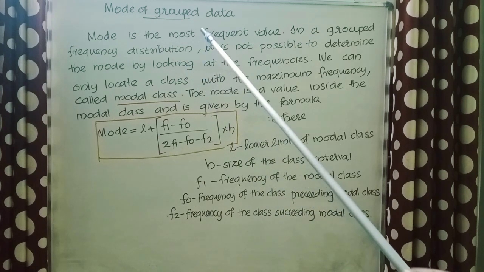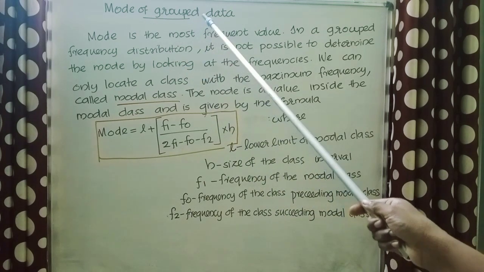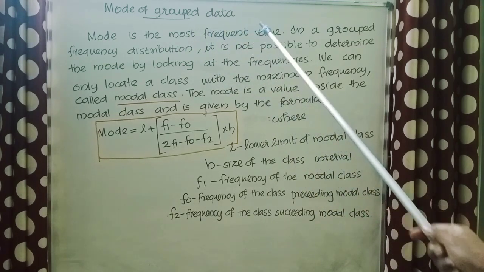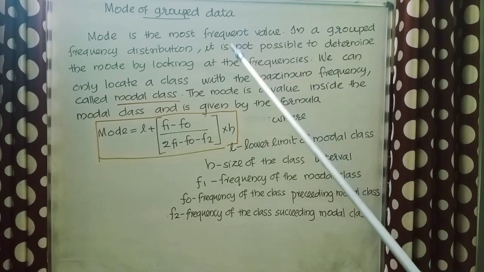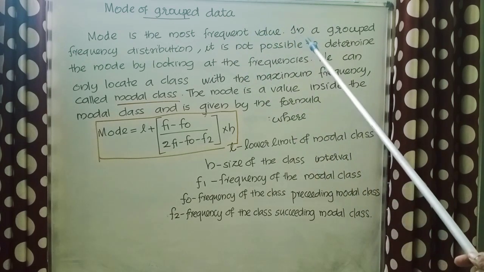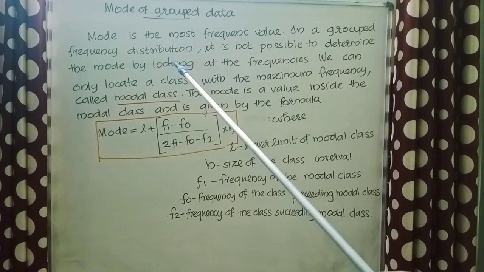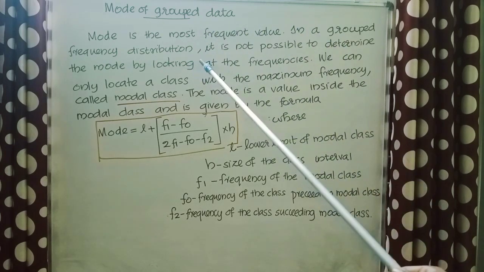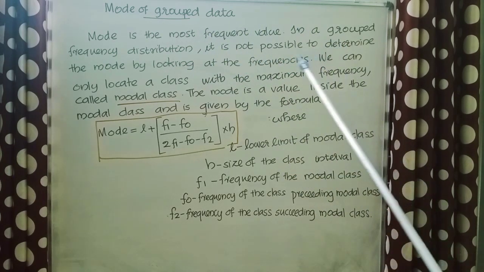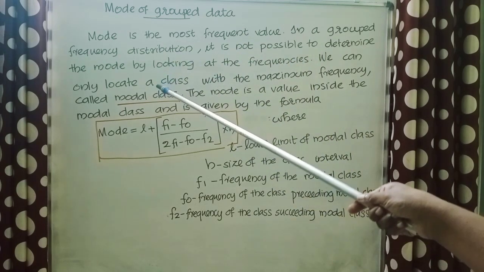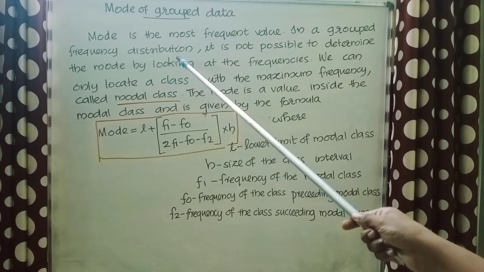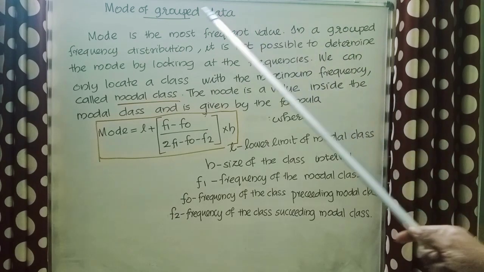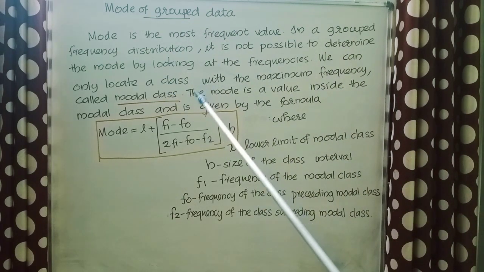In this video, we are going to discuss mode of grouped data. We know mode is the most frequent value. In a grouped frequency distribution, it is not possible to determine the mode by looking at the frequencies. We can only locate a class with the maximum frequency. That class is called a modal class. That means in a grouped frequency distribution, a class with the maximum frequency is called a modal class.